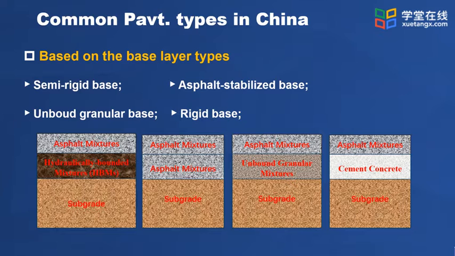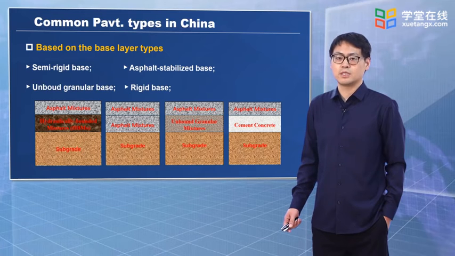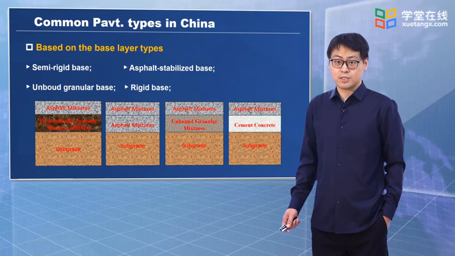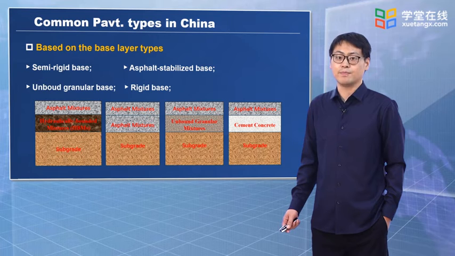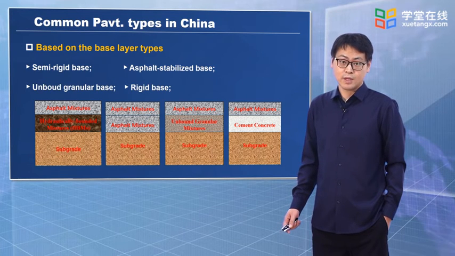For common pavement types in China, asphalt stabilized base layer and unbound granular base layer are both treated as flexible base layer. Flexible base layer can be materials like hot mix asphalt macadam or graded crushed stone. Granular materials can only be used for traffic level at heavy or below heavy. Asphalt materials can be used for all traffic levels.